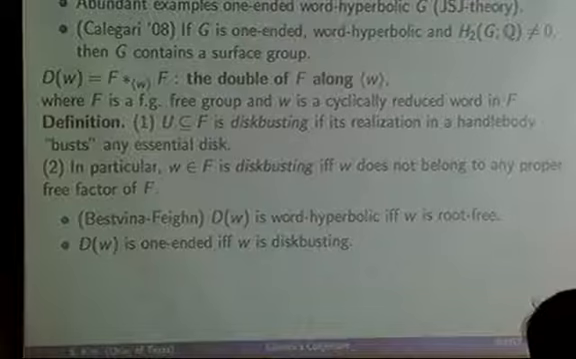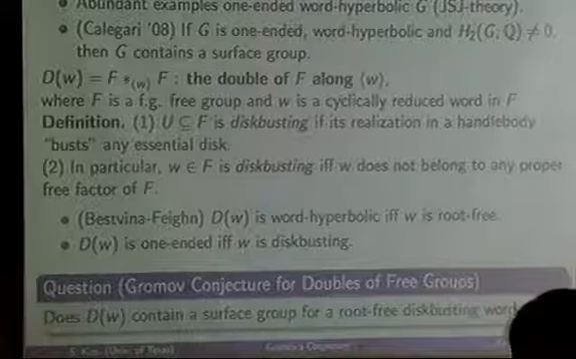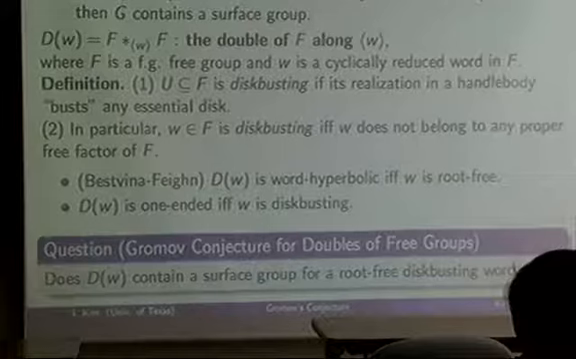Therefore, the Gromov conjecture for doubles of free groups takes the following form. If the word is root free, it is not a proper power, and it is disk busting, then does DW contain a surface group?